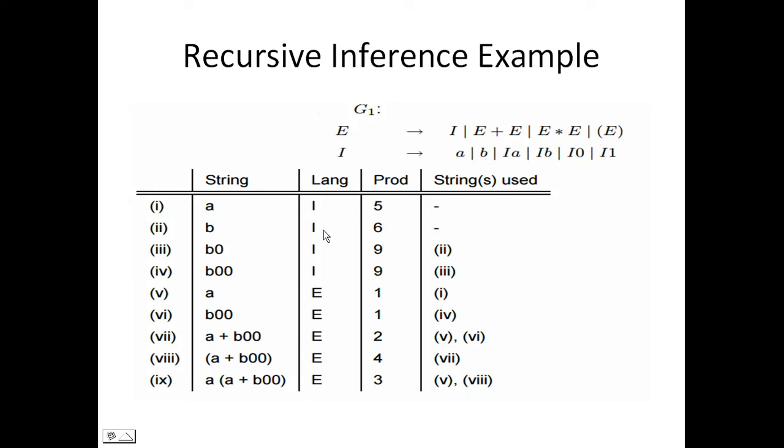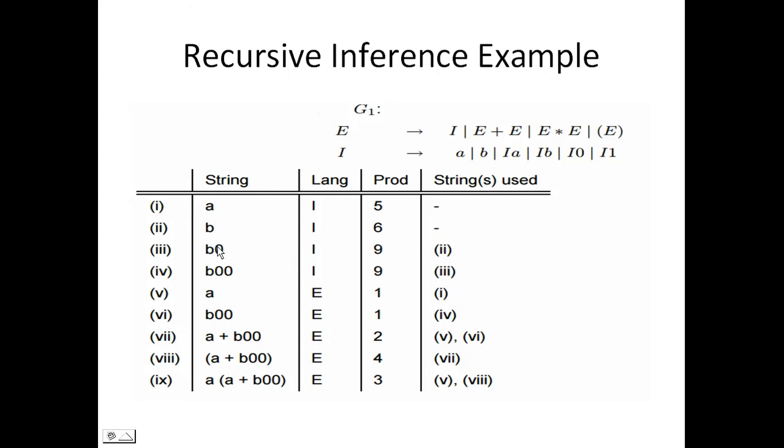Next B we have to generate. From where will we get it? From the language I. Which production rule have we used? The sixth one. Have we used any string? No, so dash. Next we want to generate the string B0. From where can we get that? From the same language I, and the production rule is 9. Have we used any string? Yes, we have used B and then appended 0 to it. So the string used is second.